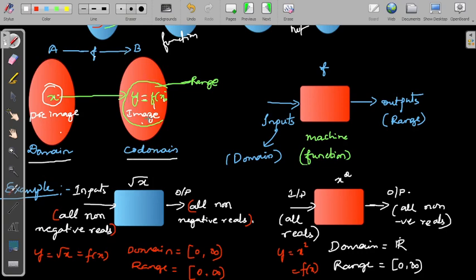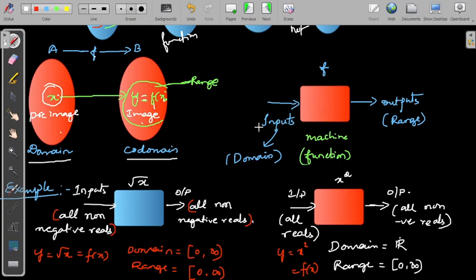The elements which all have associations are called the range set. Range in the sense of all the images. The image set is called the range set. So in simple words, a function can be treated like a machine. The machine takes some values as inputs and produces some outputs, and the name of the machine is denoted as f.